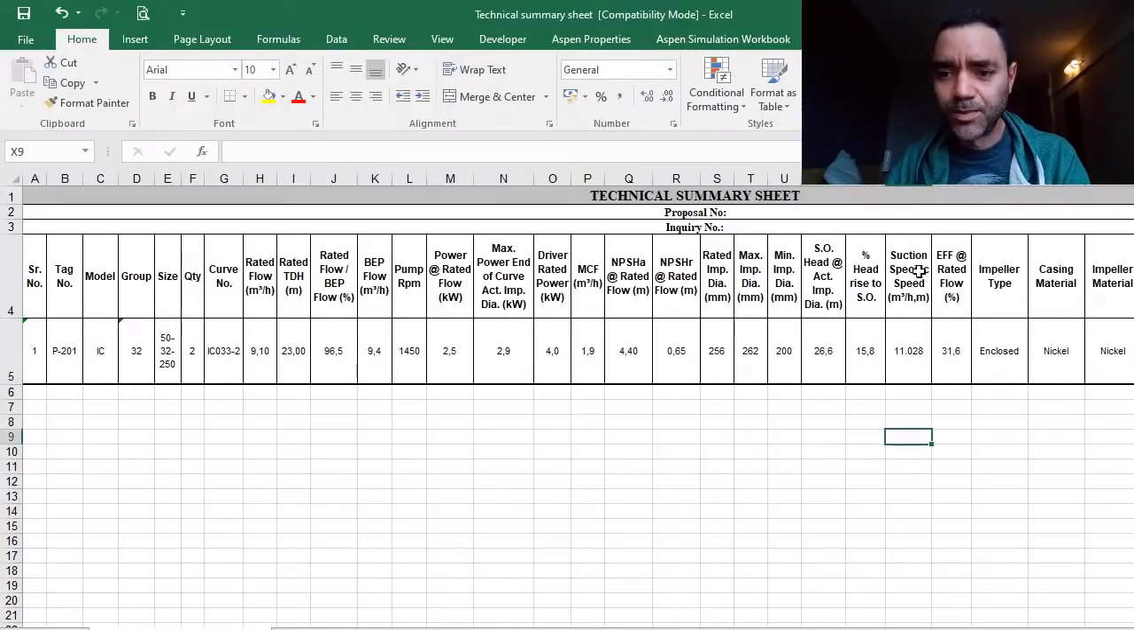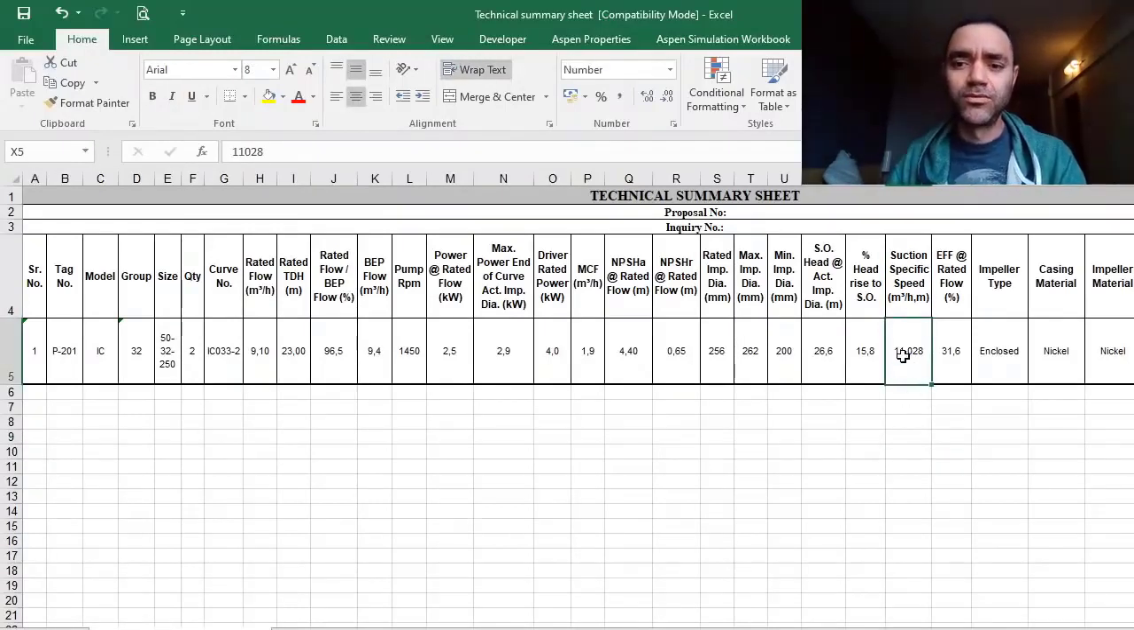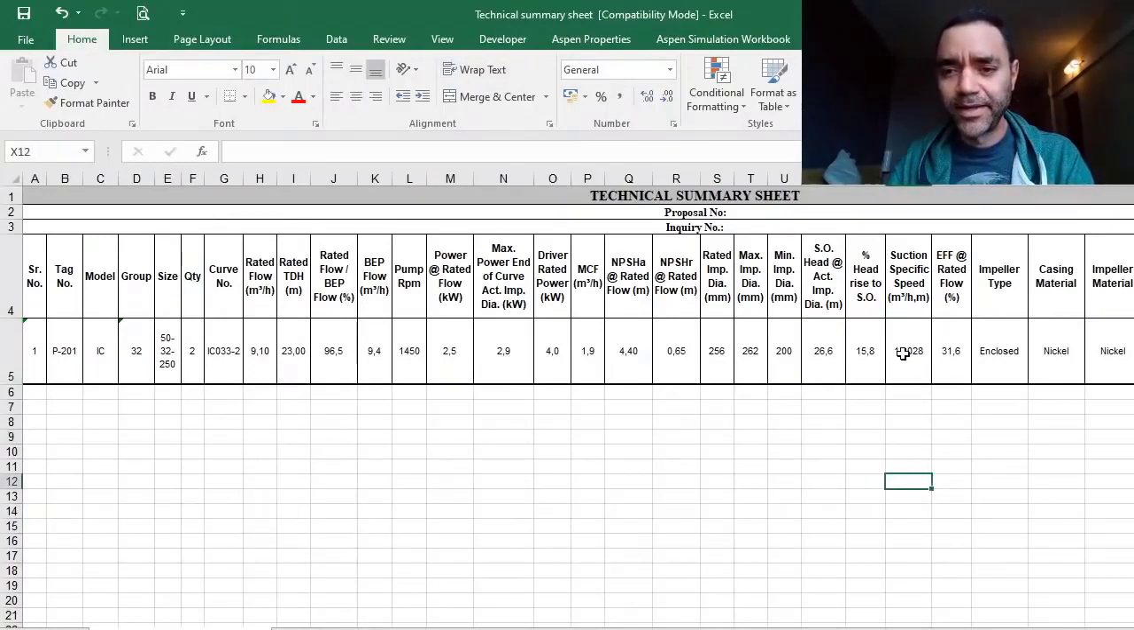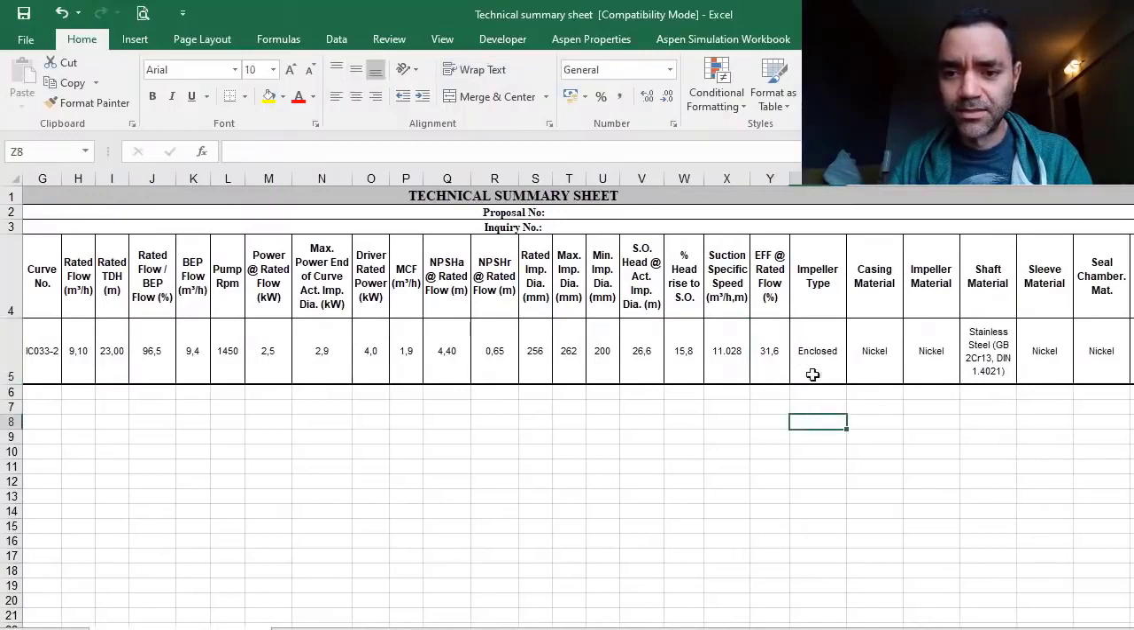We have here suction specific speed. It's some correlations related to the mechanical design of the pump. Okay, we don't go too deep into this, but in some standards 11,000 is a good number. And we have the efficiency at rated flow of 31%. So you can see that it's far away from 70%. It's 31, almost 32%.